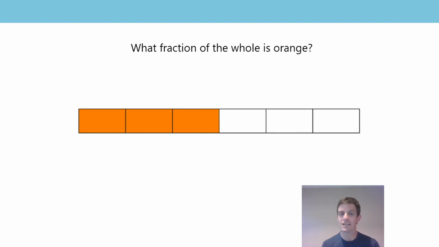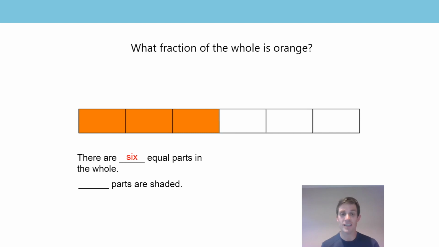So now let's look at our sentence stem. So there are how many equal parts in the whole? There are 6 equal parts in the whole. How many parts are shaded? Well, now we can see that 3 parts are shaded. So altogether, we have got 3/6 is shaded. I will be really impressed if you got that, because that was tricky. So well done for trying that, and that was how we could have worked that out.